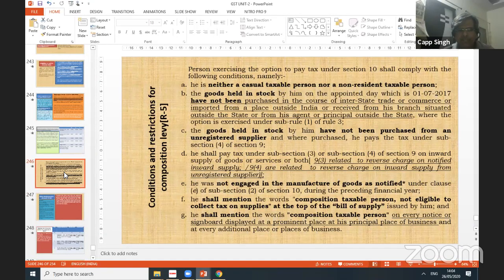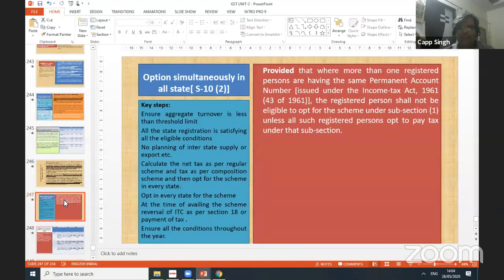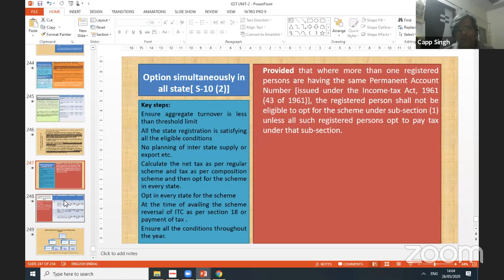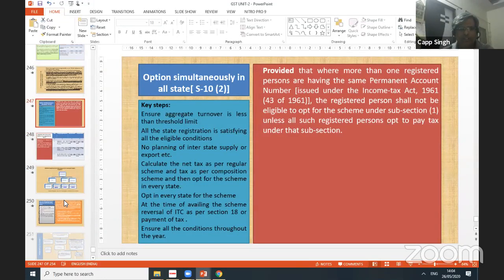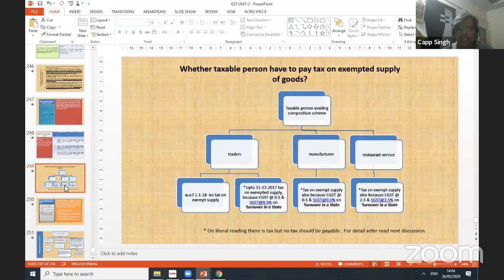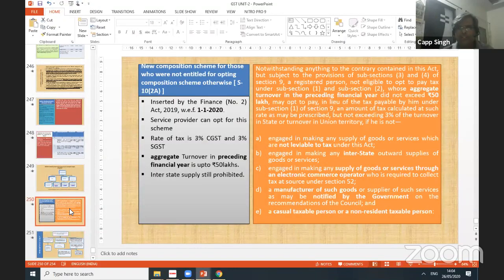So in such a case, if composition changes to regular, in the case of inputs in raw material, finished or semi-finished goods, such taxable person shall be entitled for credit of that. If in one state you have opted for composition, you have to opt for composition in every state. It is not a choice that in one state you opt for composition and in another state you go for regular. Either you have to be composition across India in every state, or you should be regular across India in every state. So I have just discussed all those points.